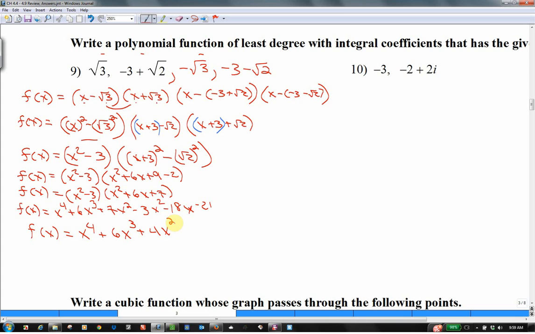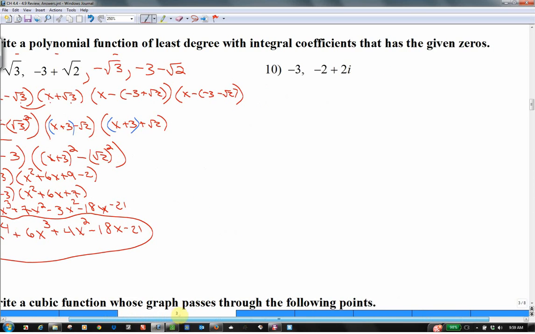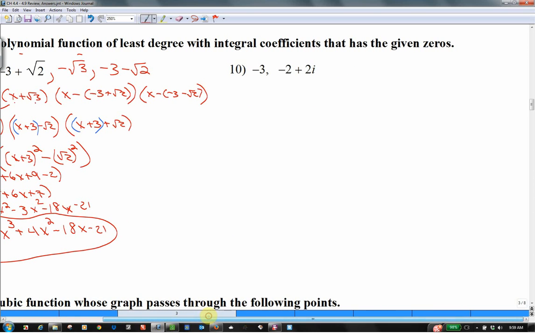Looks like I have one x term. And so there's that problem. Let's go to the next problem. These take a lot of room. Okay, the next one, let's look at the factor list, or the roots, sorry, the 0 list.